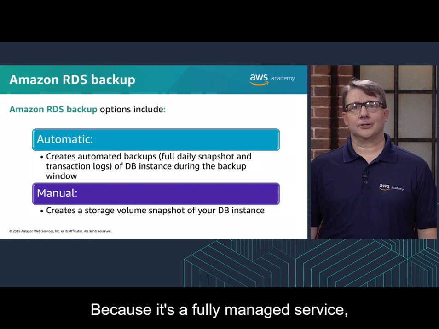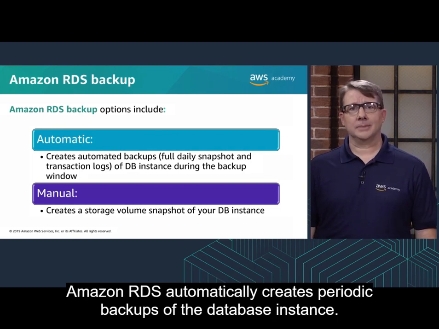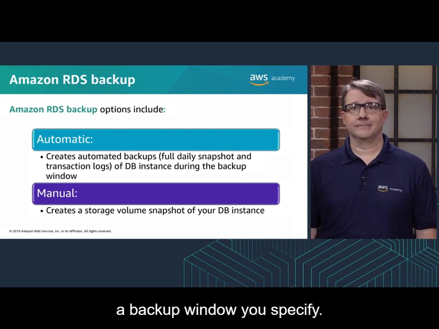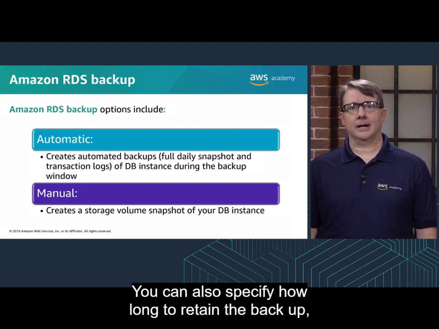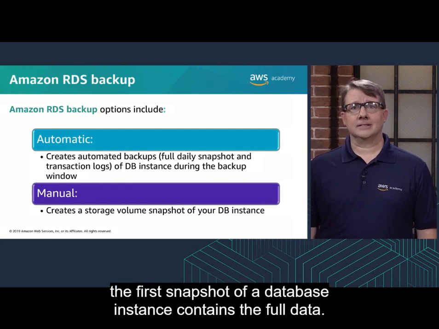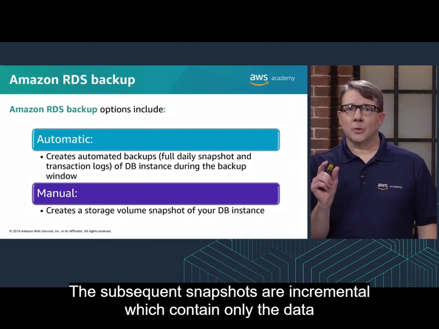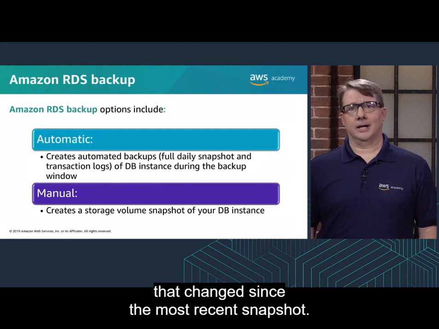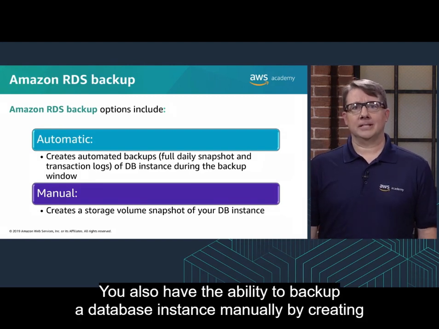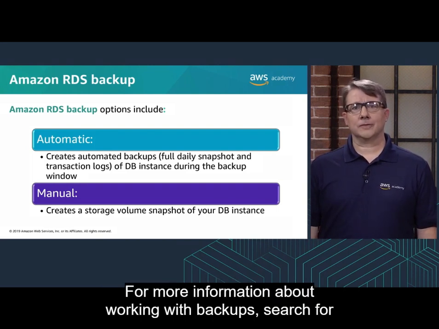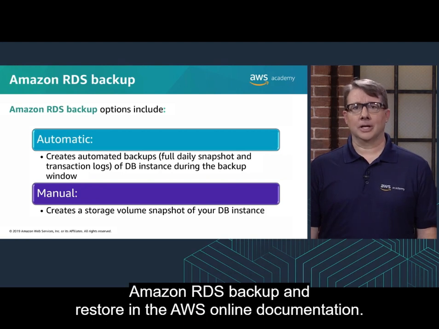Because it's a fully managed service, Amazon RDS automatically creates periodic backups of a database instance. The entire instance is backed up to a storage volume snapshot during a backup window you specify. You can also specify how long to retain the backup. The first snapshot of a database instance contains the full data. The subsequent snapshots are incremental, which contain only the data that changed since the most recent snapshot. You'll also have the ability to back up a database instance manually by creating a snapshot. For more information about working with backups, search for Amazon RDS Backup and Restore in the AWS online documentation.